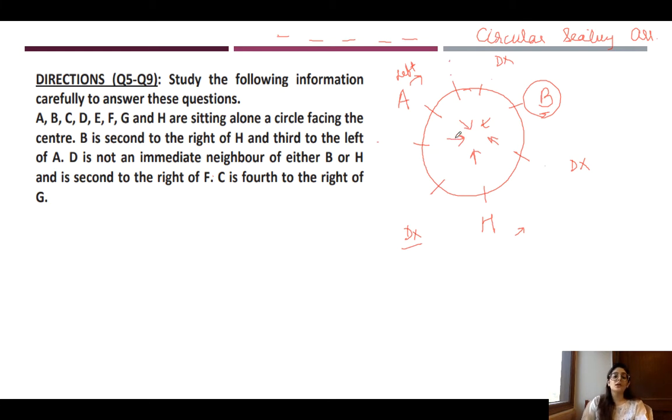Okay, next up, what we have is this. The next point is that D is not an immediate neighbor of either B or H and is second to the right of F. So that means wherever F is, D is at its second right. Okay, second to the right. Now let's see the empty positions.